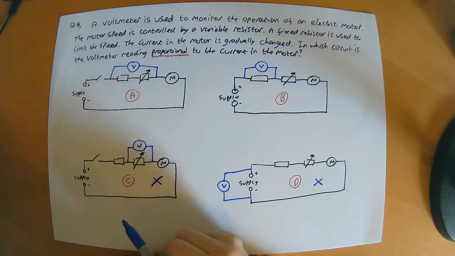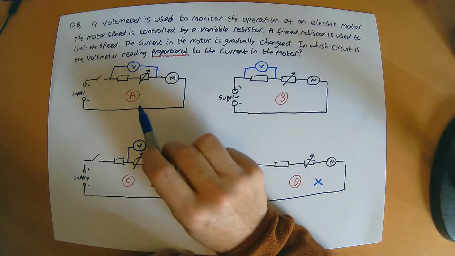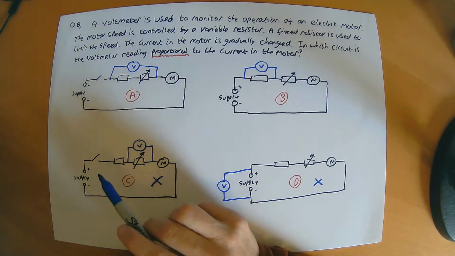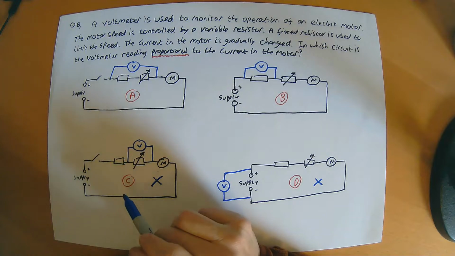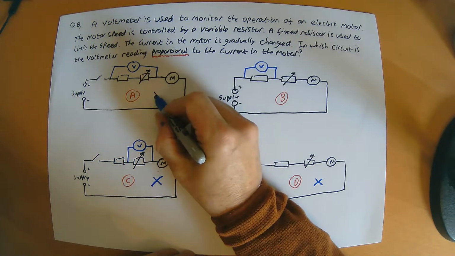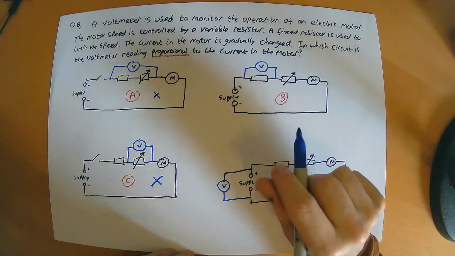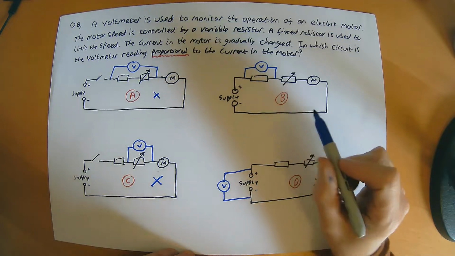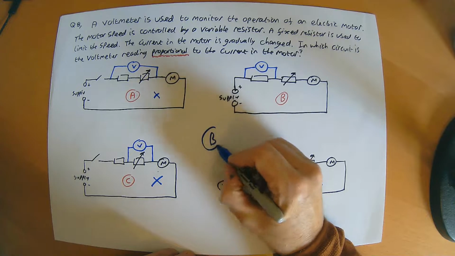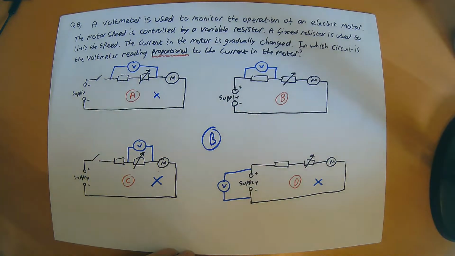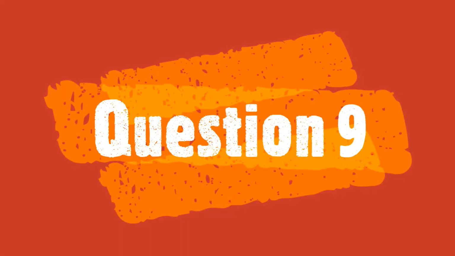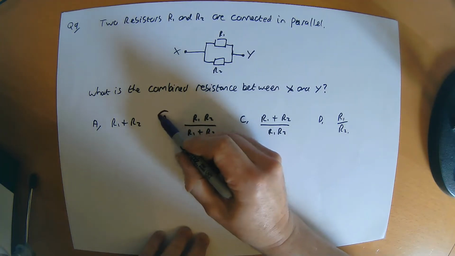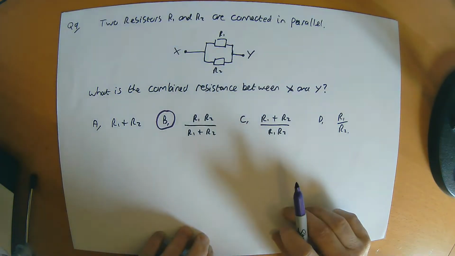So it's not C. It can't be A because the same kind of thing applies, but with a kind of extra fixed resistor added to it. In order to have a proportional relationship between current and voltage, you need the resistance to stay constant, and so that only happens in circuit B. So the answer to this one is B, but that's quite a well-known formula.